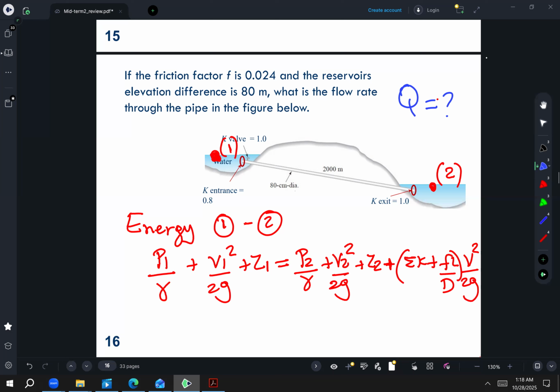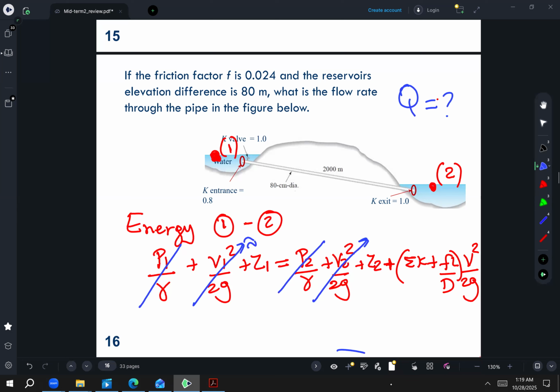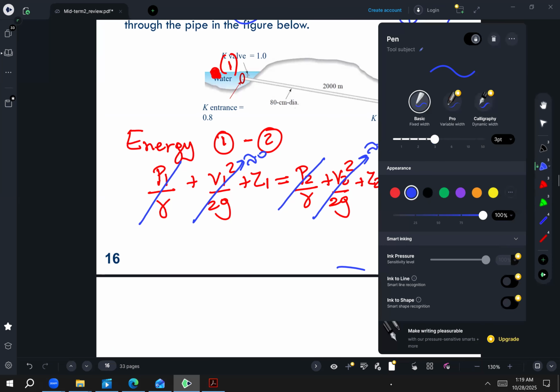Okay, so the pressure in 1 and the pressure in 2 are equal to atmospheric, and they can cancel. The velocity in 1 and the velocity in 2 are negligible, close to 0, so they can also be cancelled. And here we have theta 1 minus theta 2, and that, according to the condition of the problem, is 80 meters. So the reservoir's elevation difference is 80 meters. So theta 1 minus theta 2 is equal to 80 meters.